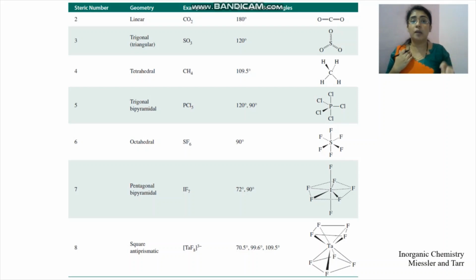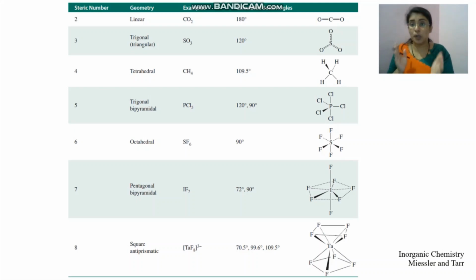Corresponding to each steric number, their geometries are given, and corresponding to each geometry, we have a particular bond angle also, and examples of each geometry are also given. In this table, they've not considered lone pairs; those molecules which involve only bond pairs are taken. If you look at the examples, none of them have lone pairs. So what happens if a lone pair is also there? How will the bond angle vary? We'll study that later on. Now just look at the bond pairs alone.